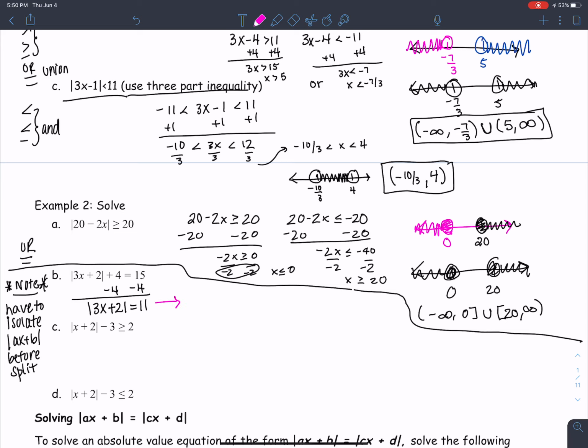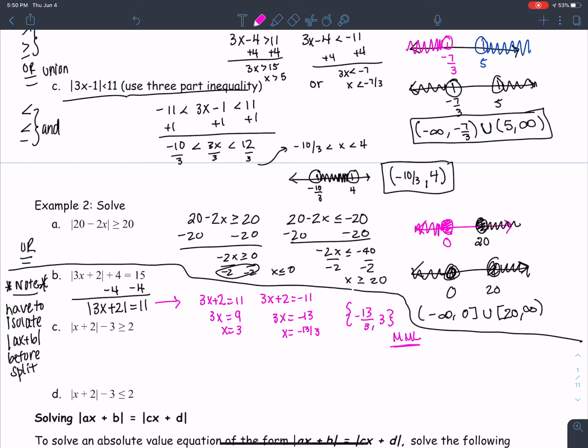Okay, here we go. So now we can split it up. 3x plus 2 equals 11. Write it the same. Write it opposite. Okay? Solve. So x equals 3. And x equals negative 13 over 3. Again, it will be written squiggly bracket, oh, it'll be in order. So it'll actually be squiggly bracket negative 13 over 3, comma 3. So smallest number comes first, biggest number comes second. And that's also a My Math Lab thing. You want to make sure you write them in order.